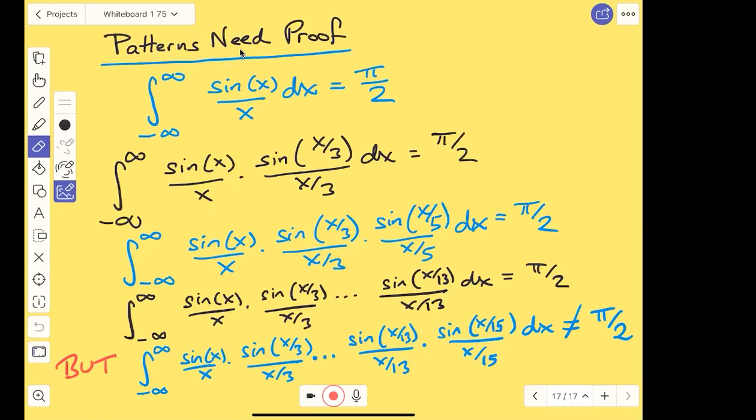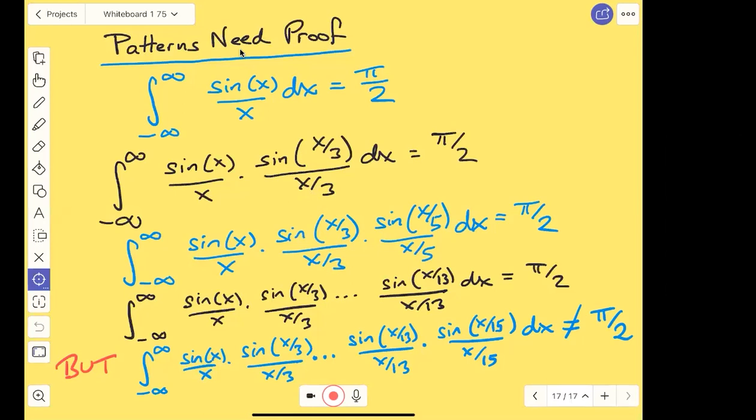Here's a pattern. This is a lovely little integral. It's an improper integral along the whole of the real line, sine of x over x, and the answer for it is pi over 2. It's something I actually prove in a module I teach. And then you think, okay, can I extend this? So you take that and you multiply it by sine of x/3 divided by x/3. I apologize for writing something like that, but you see the structure. And you still get pi over 2.